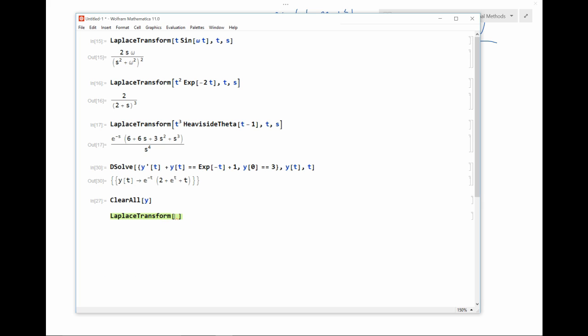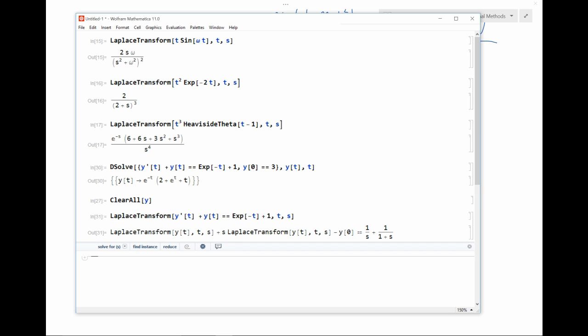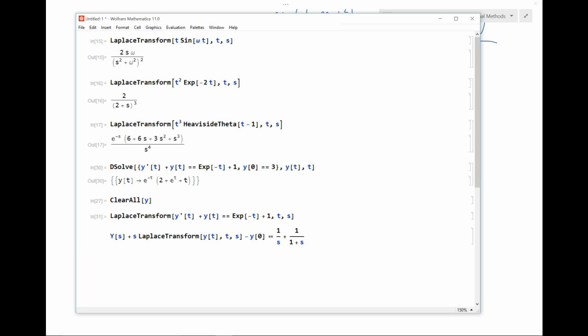And LaplaceTransform can actually take in the whole equation. If I just copy the equation into the LaplaceTransform, it will compute the Laplace transform for us. Notice that it doesn't know what the Laplace transform of y is, so it just says, here is the Laplace transform of y. And we're going to replace it with y of s. And do the same here. And y of 0, we know that's 3. Now we need to solve for y of s.